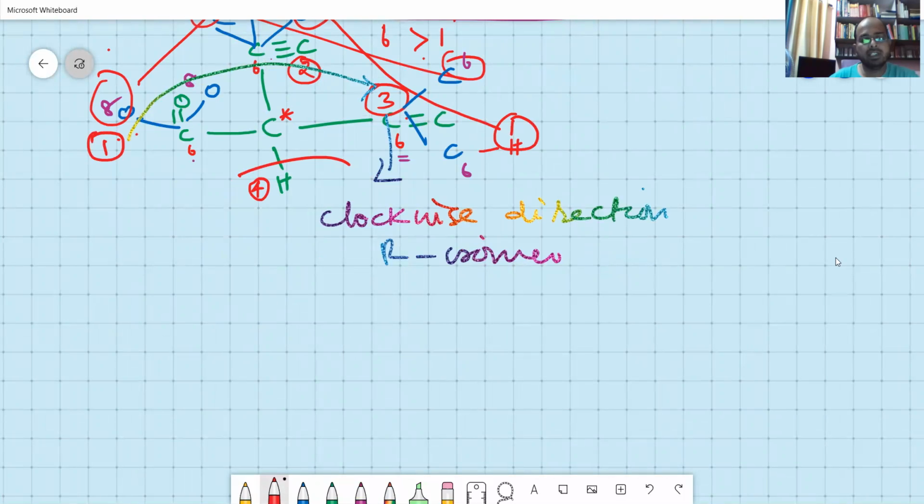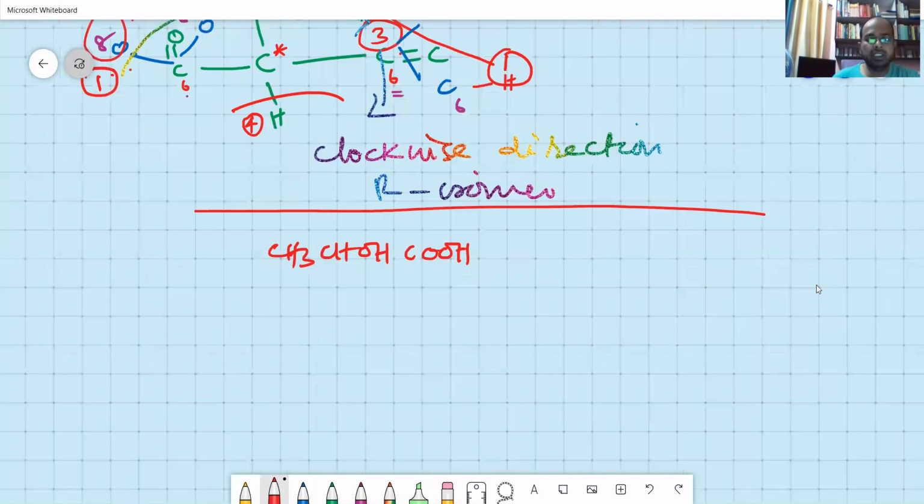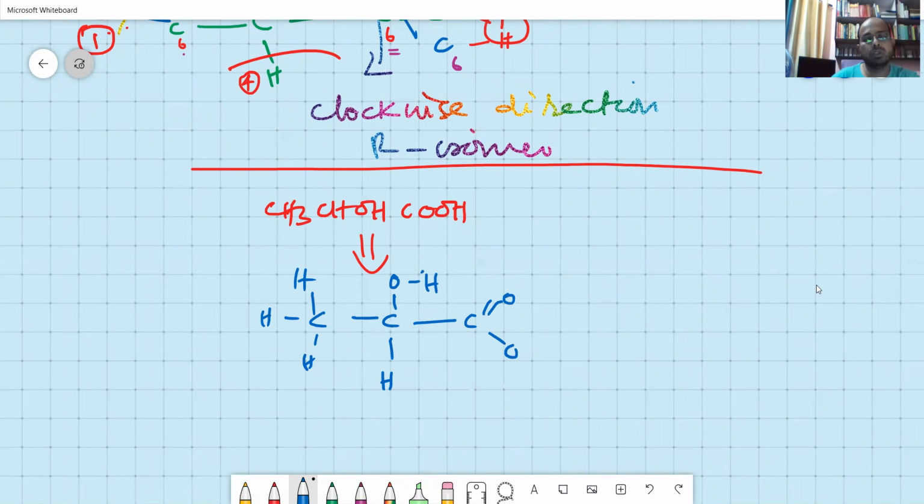I think with these examples, it has become very clear for you to understand. Any example, sometimes if they give you like this, for example, CH3, CHOH, COOH. Now, how will you write? You have to write the expanded form from this. The expanded form will take like this: CH3, CHOH, and then C double bond O.